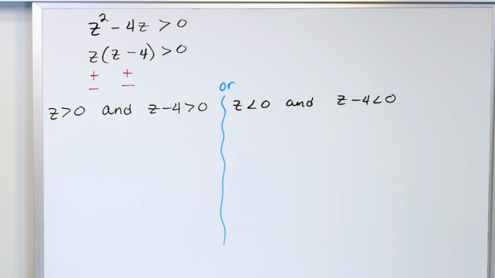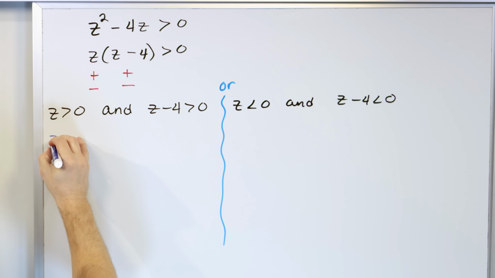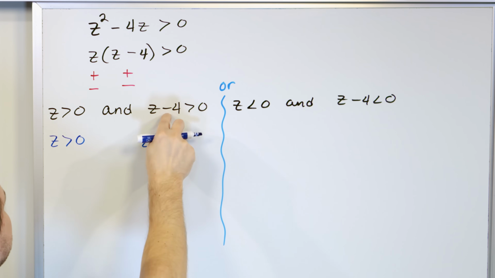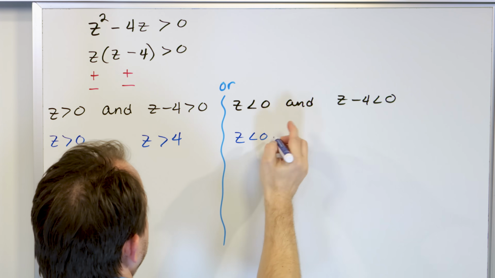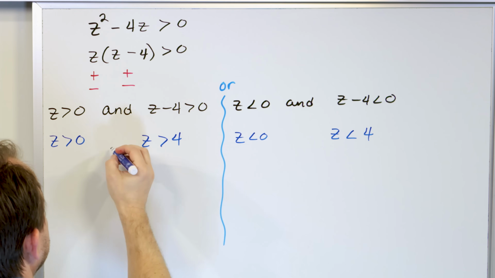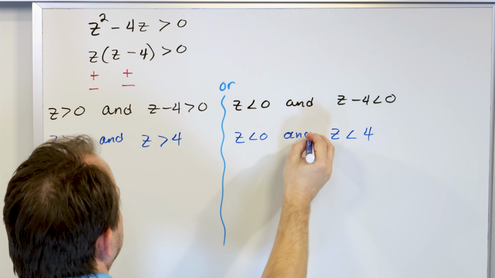And then we just cruise on through and say, all right, let's solve them. This one's already solved, so I'll just write the solution, z greater than 0. This one means z greater than 4, we just move the 4 to the other side. This one is already solved, z less than 0. This one, z less than 4, means we just move 4 to the other side. We're going to write the word and here, and also right there.